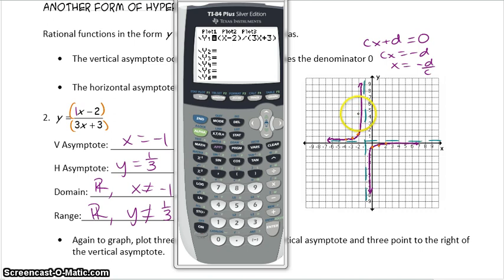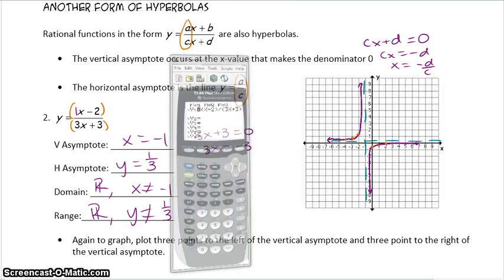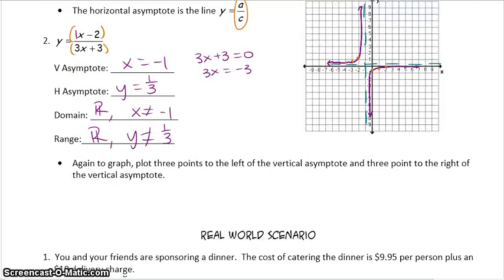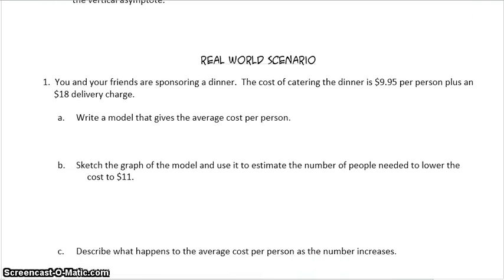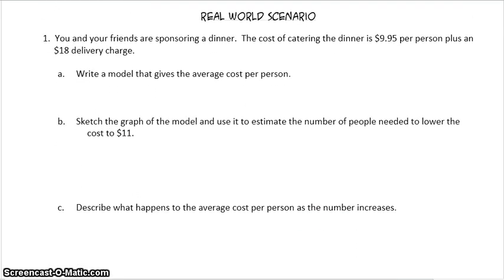Okay? So once you do that, you find your 3 points and connect them, and remember to not have your graph cross your asymptotes, and you should be good. Okay, so let's scroll down or look down at our real world scenario.